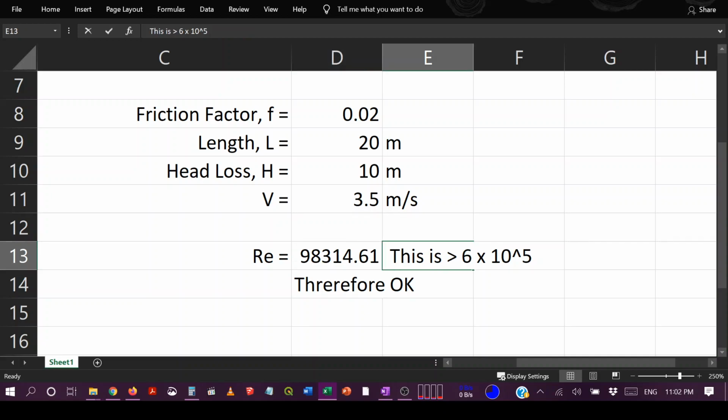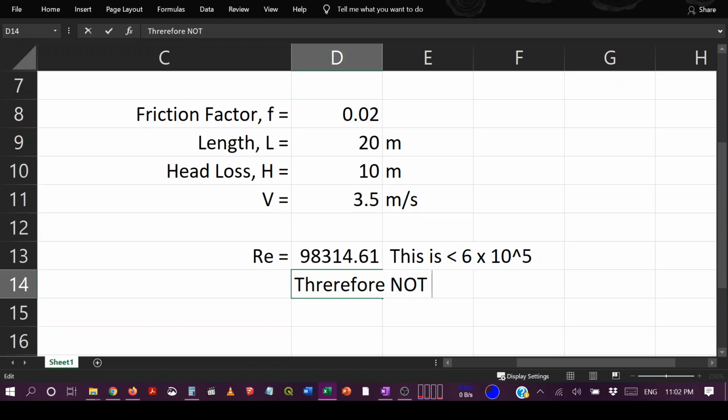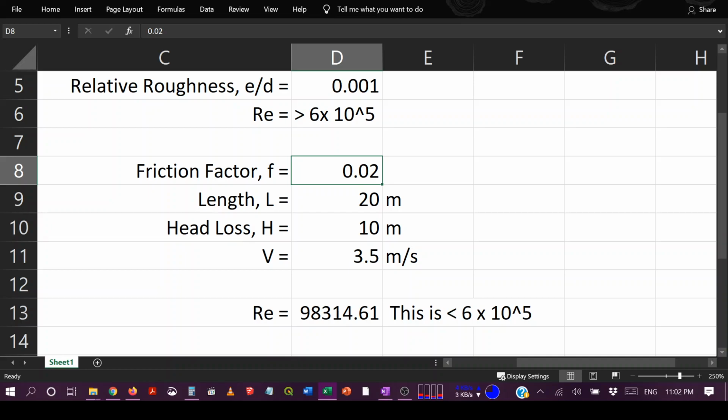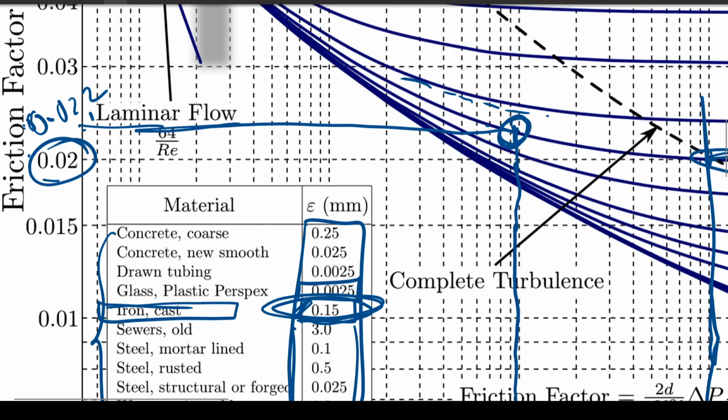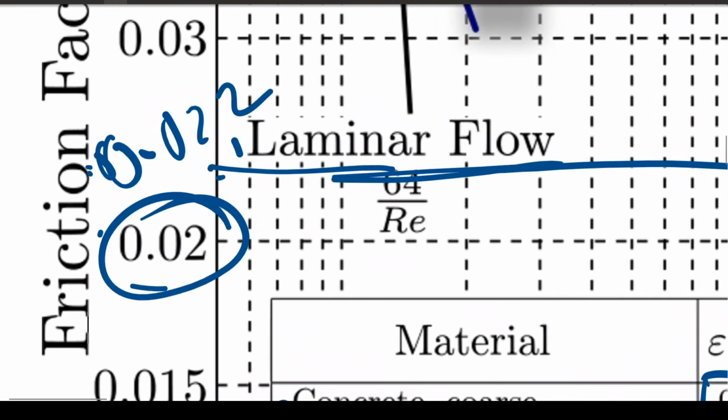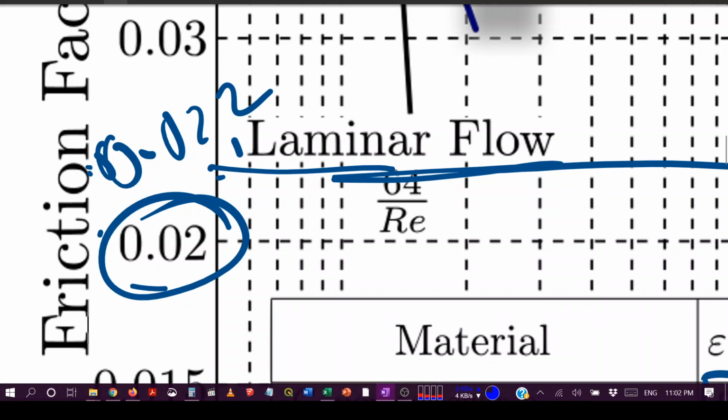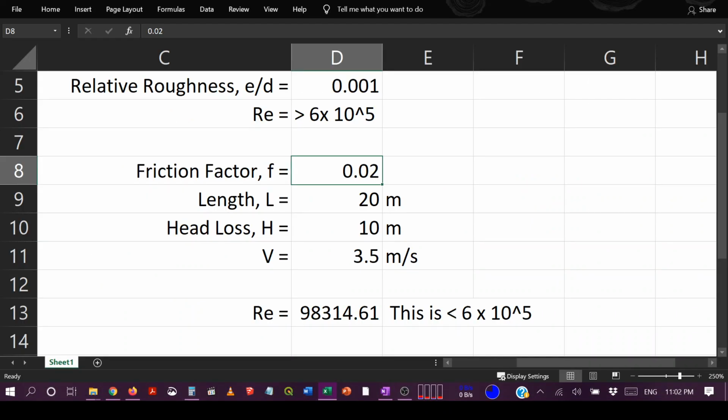So now this is less than what we have assumed, therefore it is not okay. So what do we do then? Now we have found that the Reynolds number is different, and for that this value is now again different. So instead of 0.02, now we will put the next value that was suggested by the graph, that is 0.022 instead of 0.02. So let's put that value 0.022 and see what happens then.